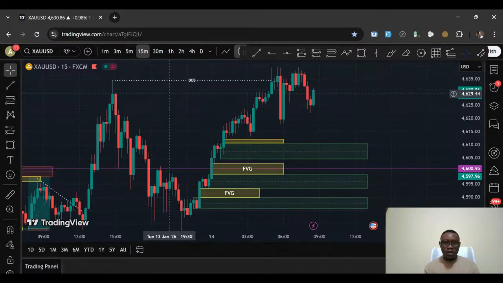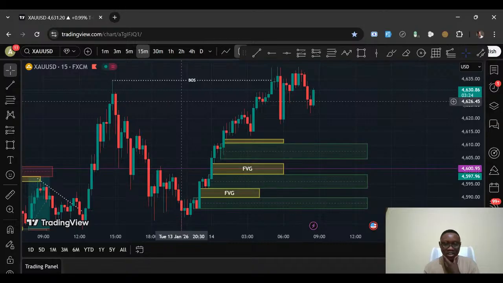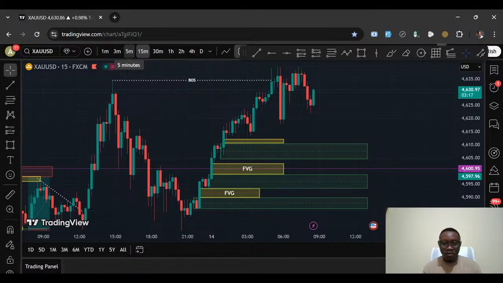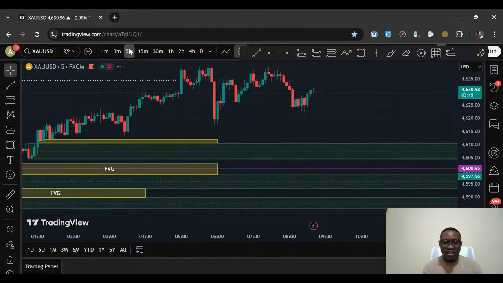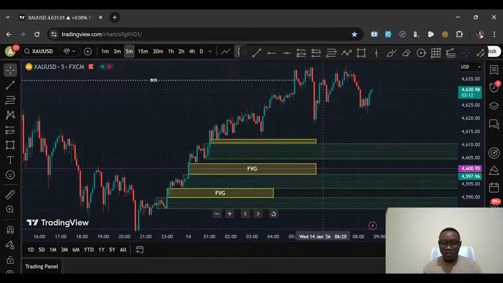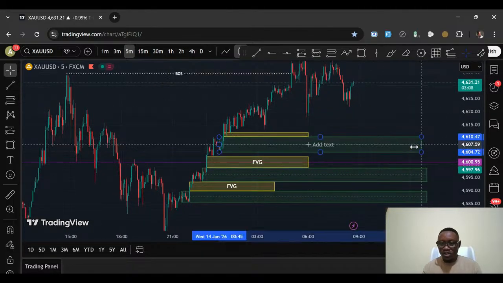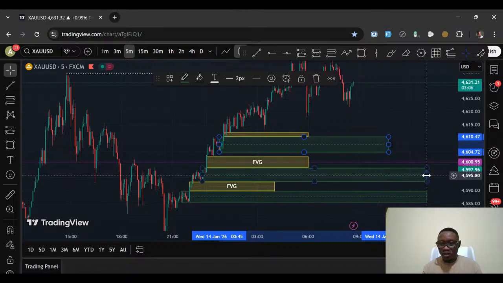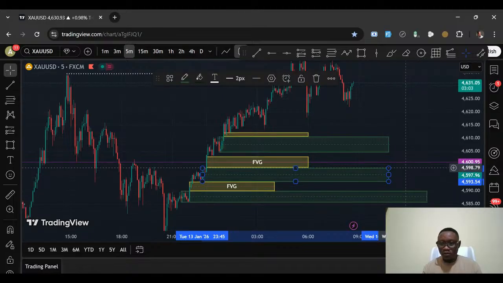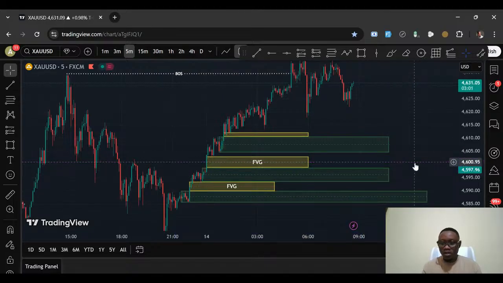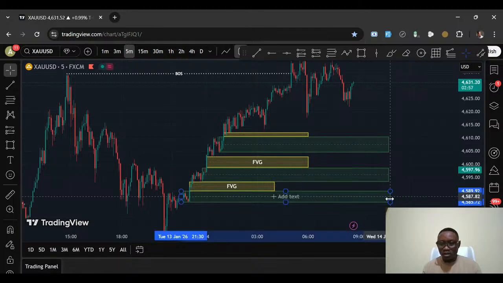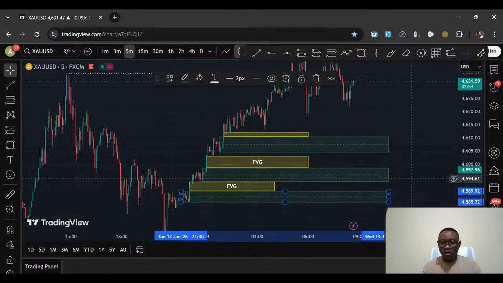Okay, so now let's drill down to our entry time frame. This is where patience separates professionals from gamblers. The execution time frame, which is 5 minutes for us, because I like to take sniper entries. So I drill down my order block zones today, the 15 minutes order block zone. Let's take this line out. We don't need it.